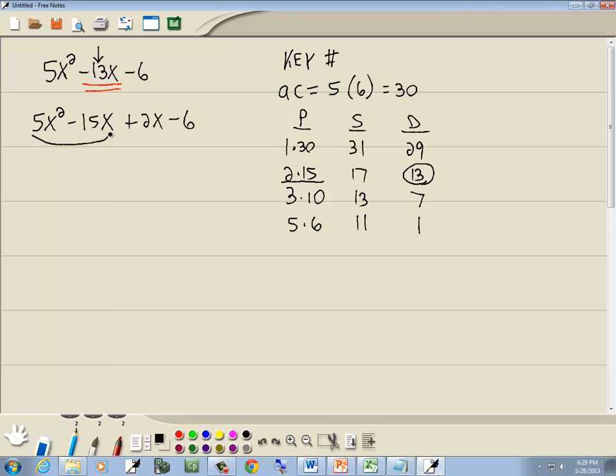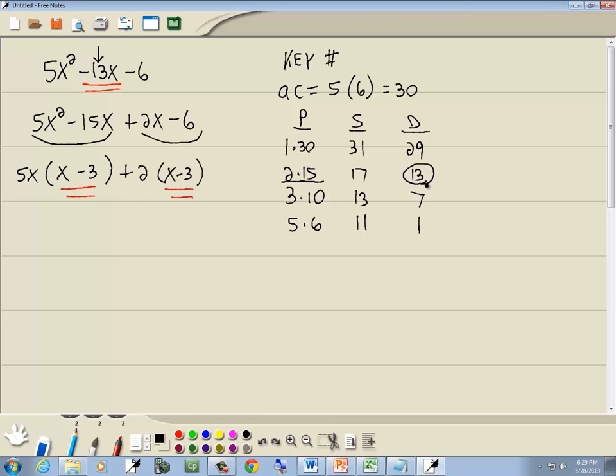Well, now we want to use factoring by grouping. So we'll group the first two terms together and the last two terms together. The first two terms have a 5x in common, so I factor that out. And that leaves me x minus 3. Now our second group has a 2 in common, so I factor out a 2, and that leaves us x minus 3. Your goal is to get these parentheses the same, which they are.